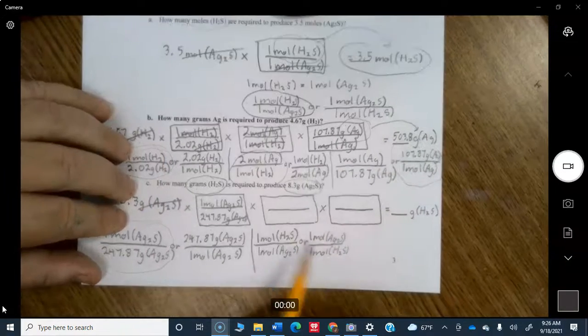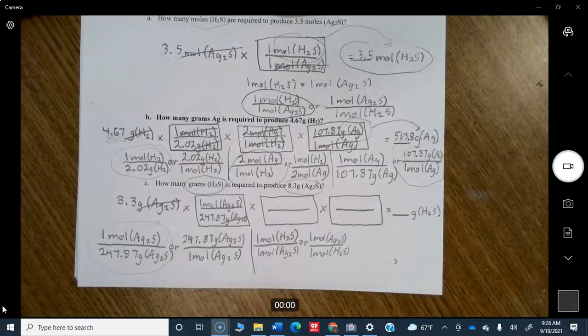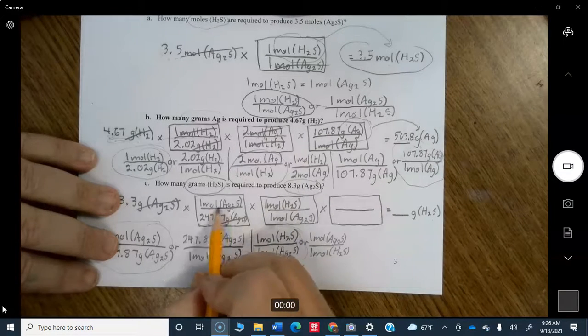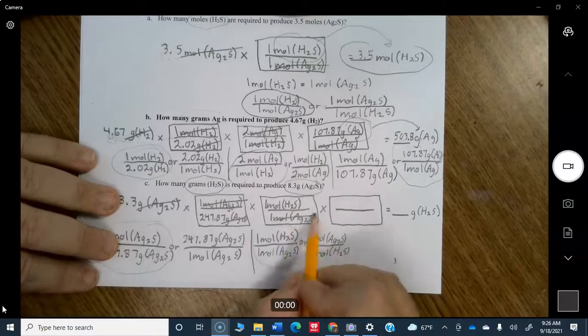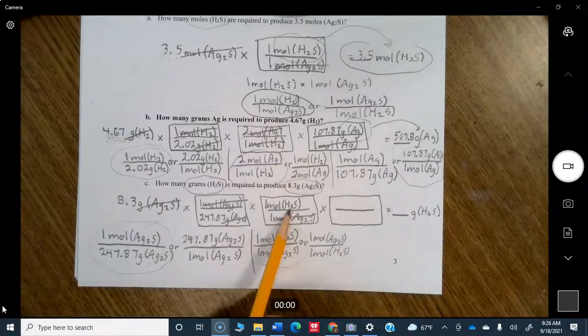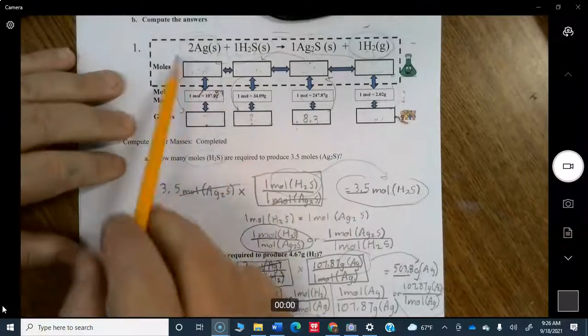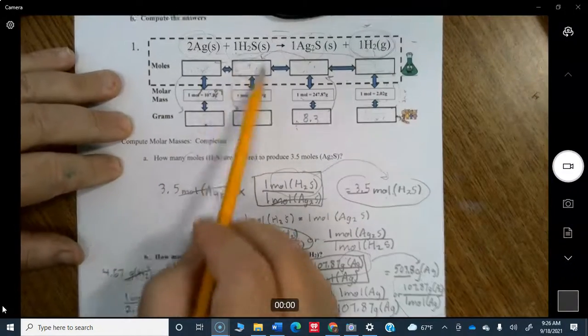Okay, so now you choose one of those to go there. Which one is it going to be? You need Ag2S to cancel out. So moles of Ag2S, let me be clear on that. Moles of Ag2S to cancel out. So it's got to be the one with moles of Ag2S on the bottom. That's this one. Moles of Ag2S cancels with moles of Ag2S. Now you have moles of H2S. That's where you are right now. So that's right here in the moles row under H2S. So you're sitting in this box right here.